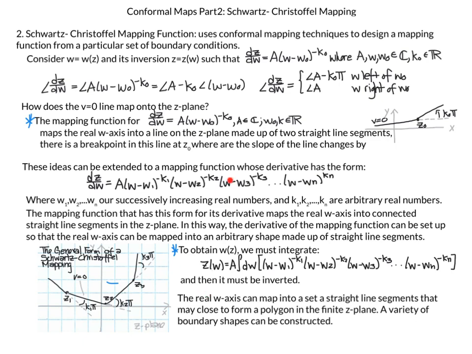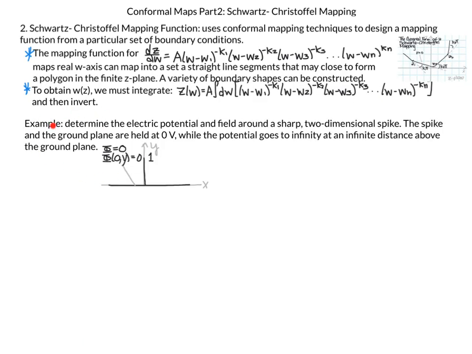And remember, the value of the Schwarz-Christoffel method is that the real w-axis can be mapped to a set of straight line segments that may close to form a polygon in the finite z-plane, and a variety of boundary shapes can be constructed. I am going to use this example here to show how we integrate and then invert to find our w function. Our example is to determine the electric potential and field around a sharp two-dimensional spike shown here. The spike and the ground plane are held at 0 volts, while the potential goes to infinity at an infinite distance above the ground plane.